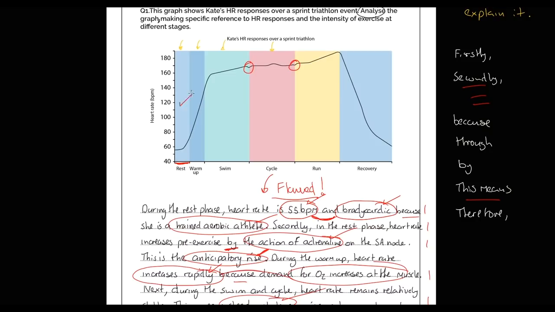So we covered this section, this section. We talked about this. We talked about this. We even talked about these little bits. We talked about those bits, and we talked here. Do you notice that I didn't talk about that section in my answer? And what do we notice about that section? The heart rate gradually goes up, and we can't tell why.